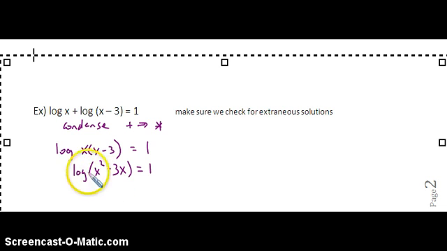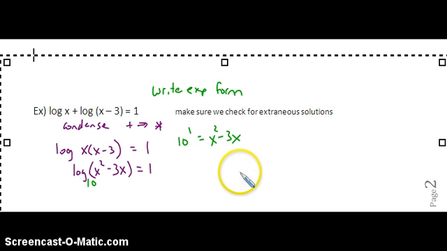Okay, so if I'm going to solve this now that I have a log equal to a number, I write it in exponential form. Now remember, when we're dealing with the log, it has a base of 10. So we would say then, writing in an exponential form, 10 raised to the first power is what x squared minus 3x is equal to. Well, 10 raised to the first power is just 10. Now I have to figure out how do I solve that.